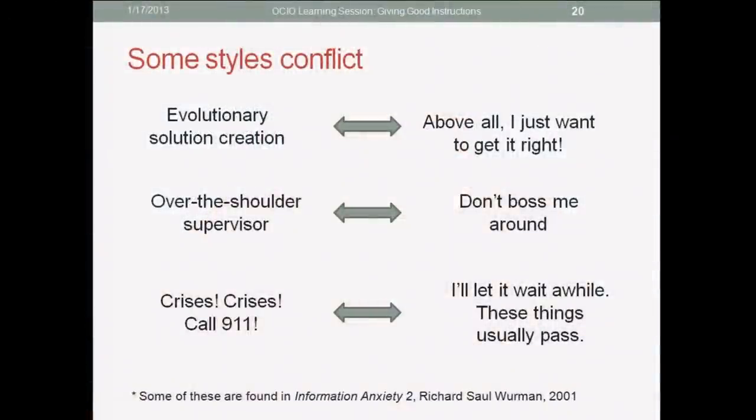Now, when you think about these styles, the real genius of what Worman was talking about is that some of these styles go together and some of them conflict. And you can make up your own list. By the way, you can add any styles you want there. I'm sure there are styles you've experienced that you could add to the list and make up yourself. Think of your boss now. How would you characterize your current boss?